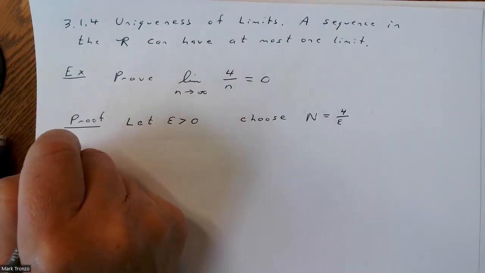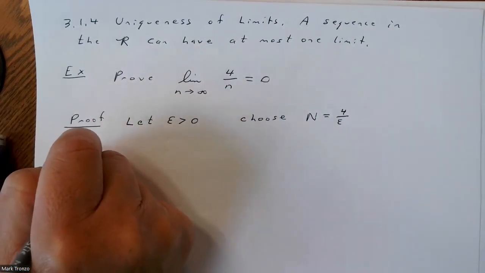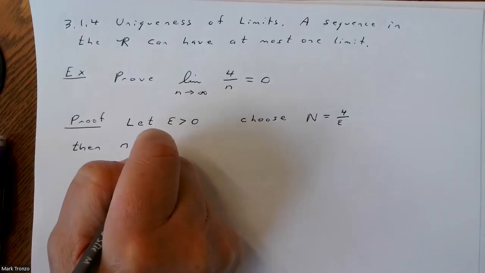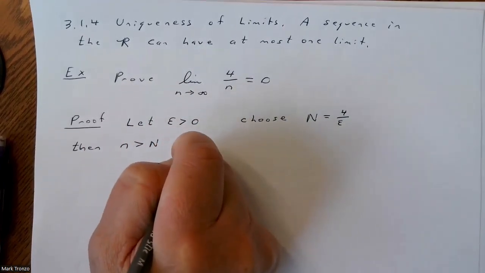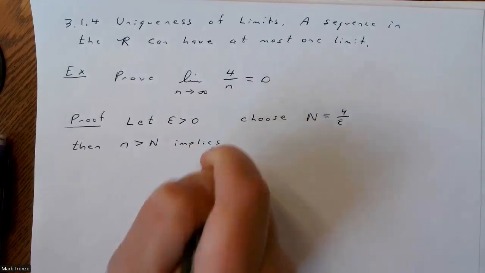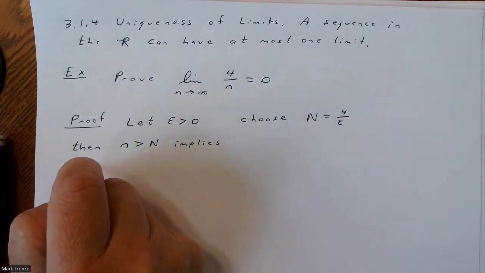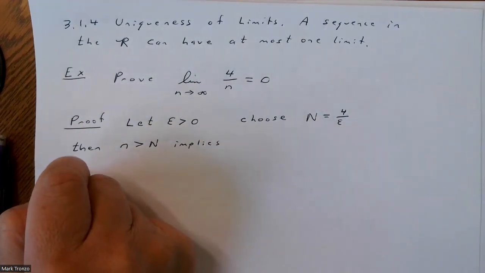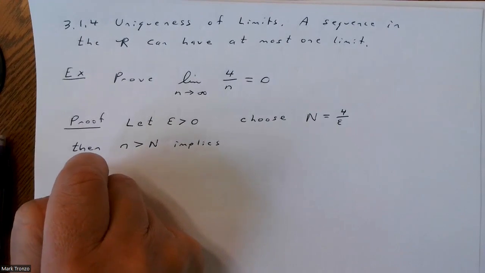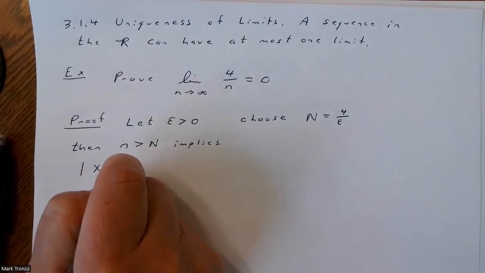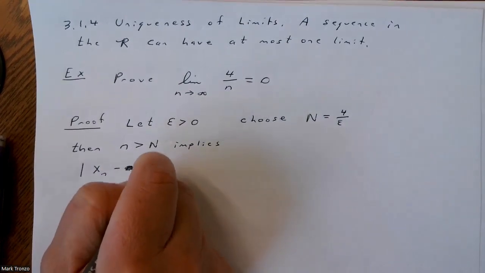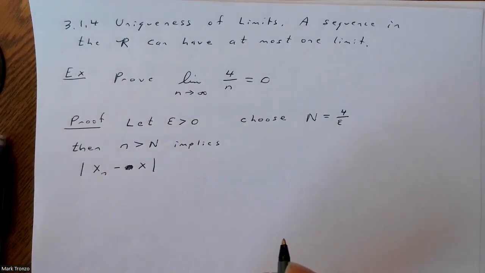Then n greater than that N implies, and again, remember what we wanted to do. We wanted to have x n minus, excuse me, minus x. We want that to be less than epsilon.